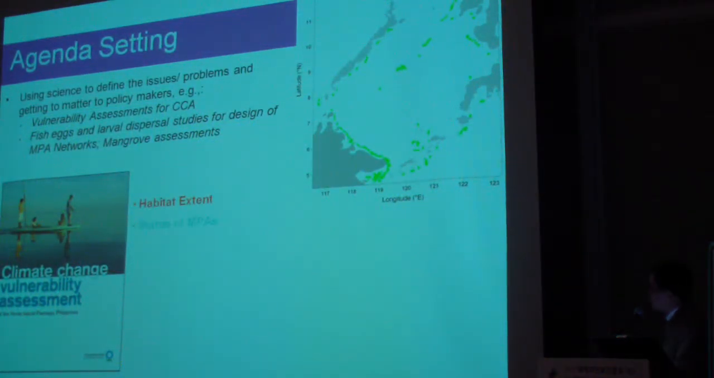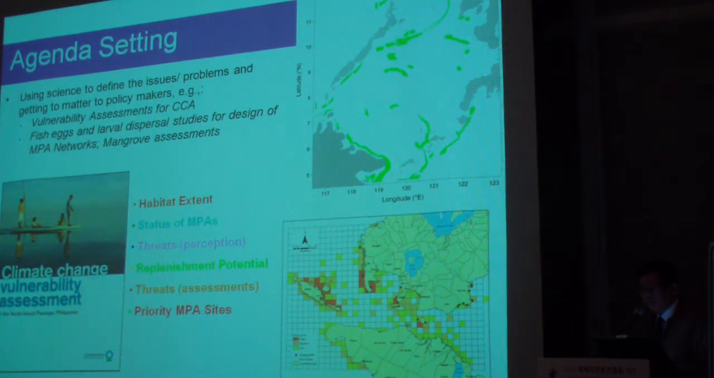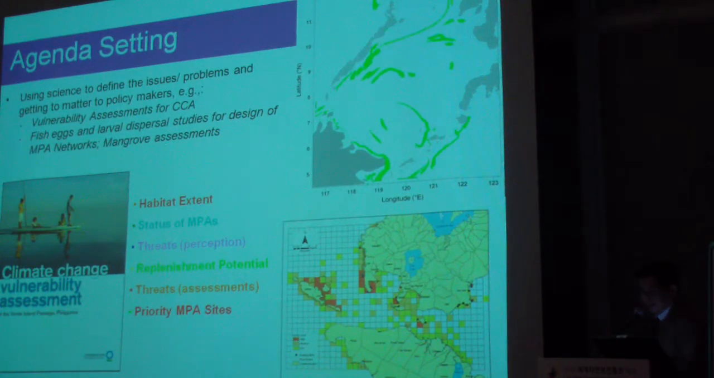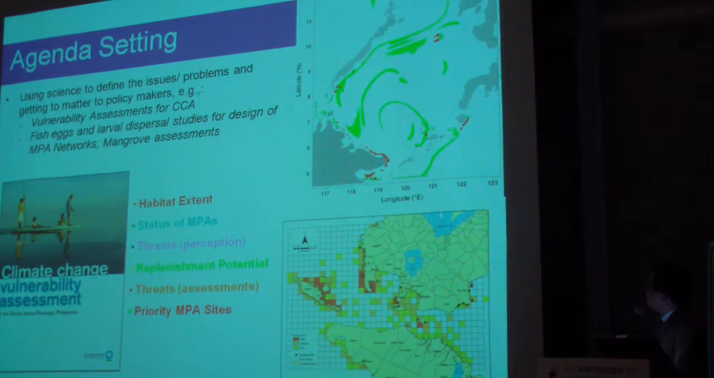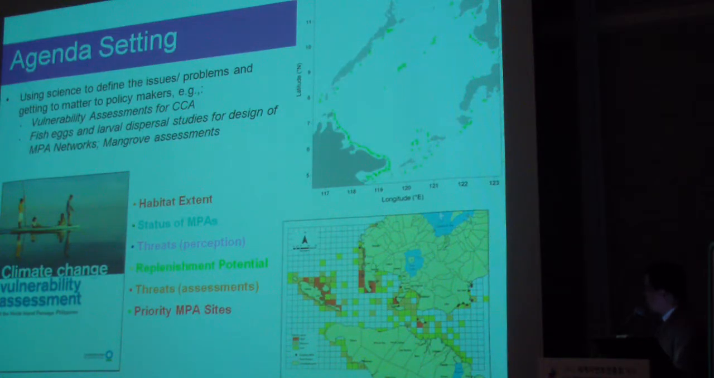So the way we do our work in the Philippines, we use science to define the issues and problems, getting them to matter to policymakers. We did a vulnerability assessment. We did fish and egg larval dispersal studies. These fish and larval dispersal studies are very, very relevant, and we presented this not only to policymakers but also to the communities to determine the habitat extent of the fishery in the Verde Island Passage. We tried to find out the status of the marine protected areas in this region, because there are some marine protected areas that were established prior to our intervention.